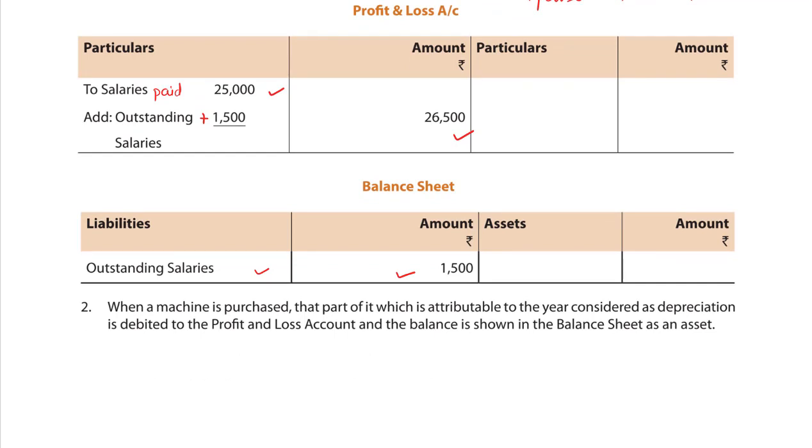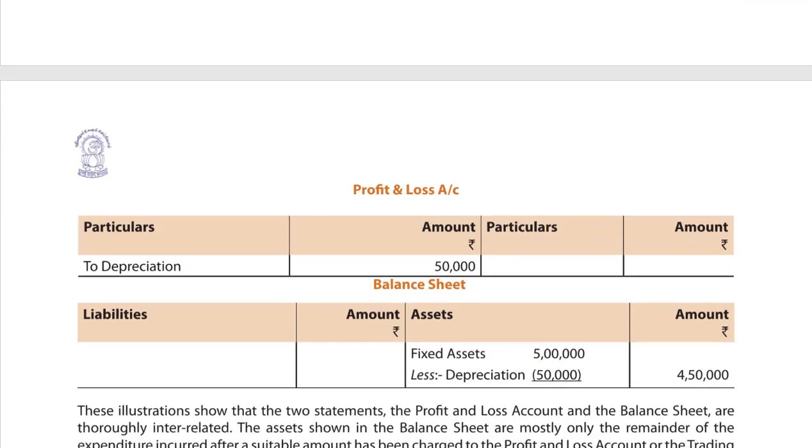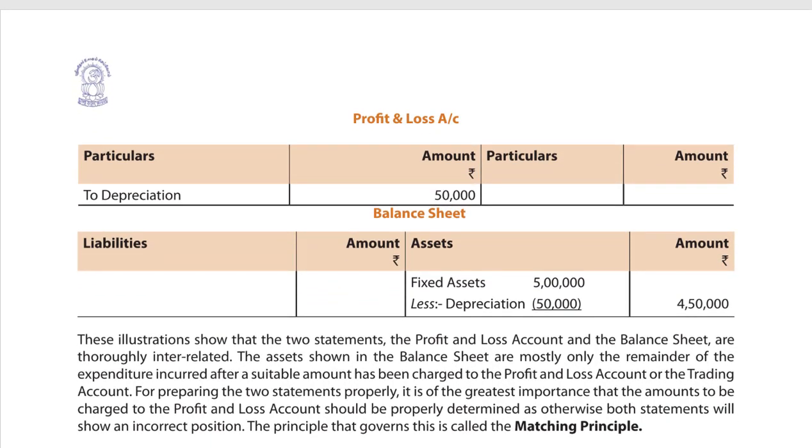I believe you understood. Next adjustment: when a machine is purchased, that part of it which is attributable to the year considered is depreciation, which is debited to the profit and loss account, and the balance is shown in the balance sheet as an asset. Try to understand. The value of the asset is 5 lakh. The rate of depreciation is 10%. Fixed assets 5 lakh.